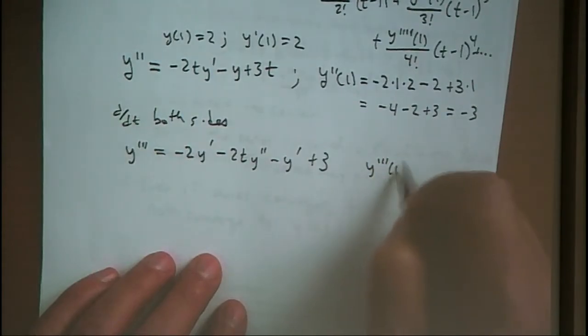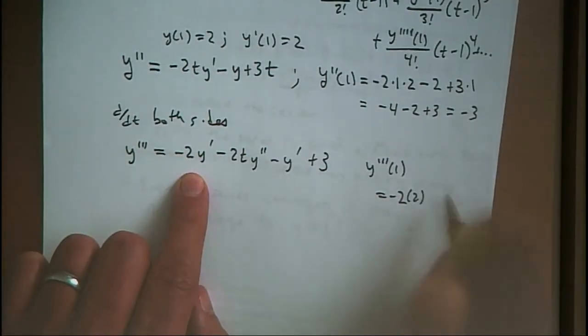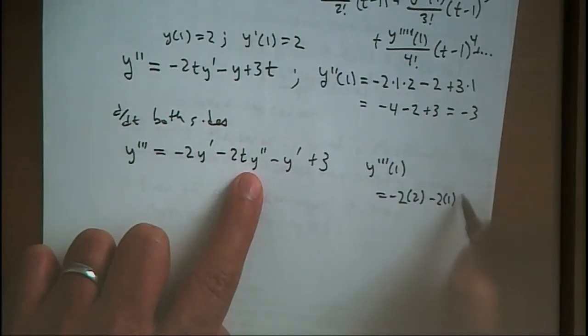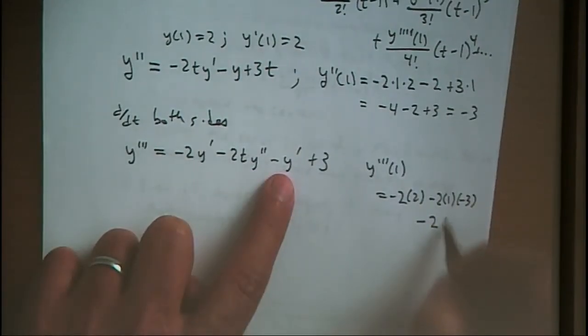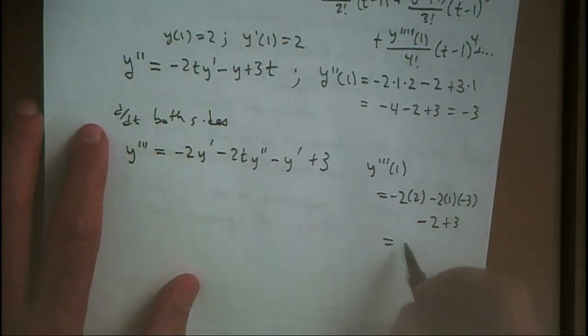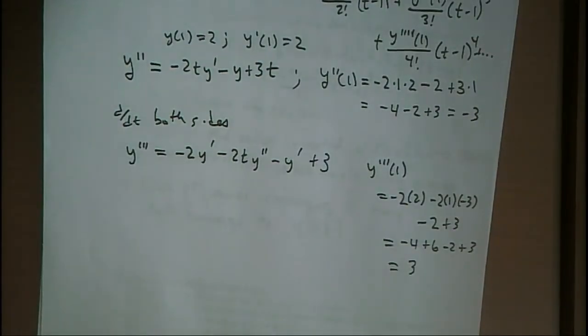Y triple prime at 1 will equal, let's see, minus 2 y prime. Y prime at 1 was 2. Okay, 2t, so that's minus 2 times 1. T is 1. Y double prime, we found that out previously, it's negative 3. Minus y prime is 2. And add 3. All right, so let's see what we got here. We got negative 4. This is plus 6. Minus 2 plus 3. See if I can add. 9 minus 6, 3. Good? Good. That's y triple prime at 1.